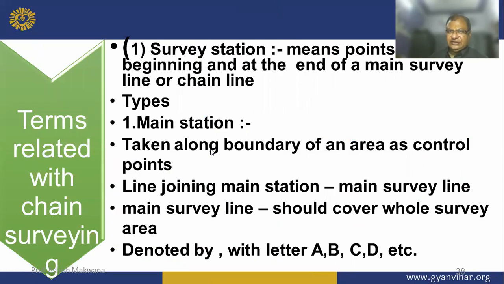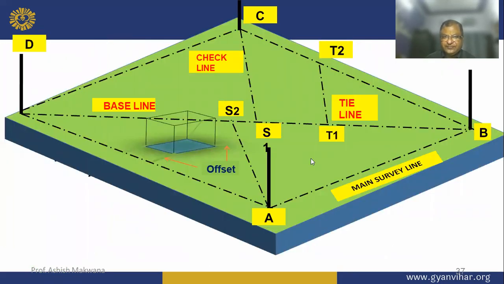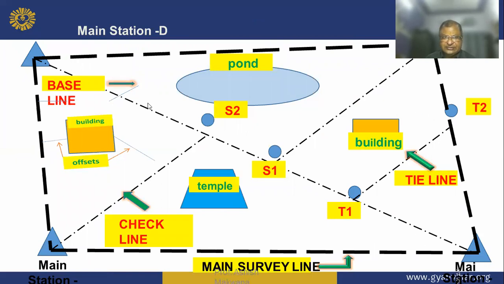So a survey station means a point at the beginning and at the end of a main survey line or chain line. The main station is taken along the boundary of an area as a control point. The line joining main stations is the main survey line, and the main survey lines should cover the whole survey area and are denoted by the letters A, B, C, and D.